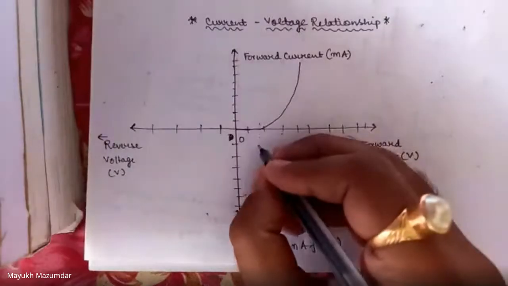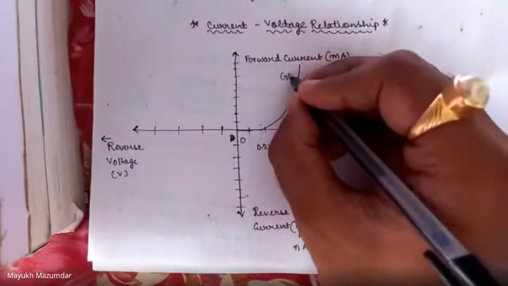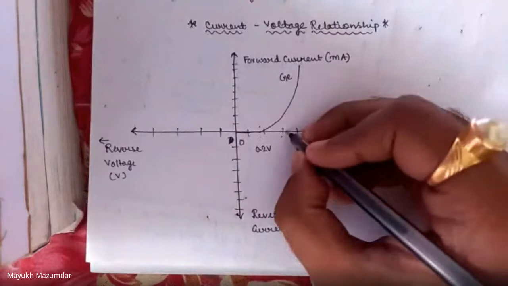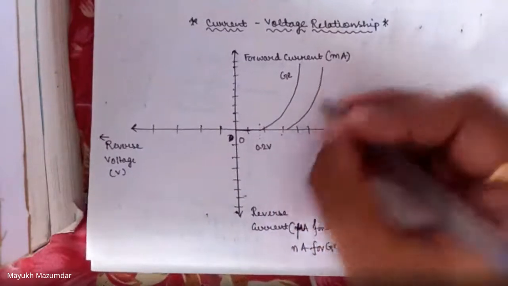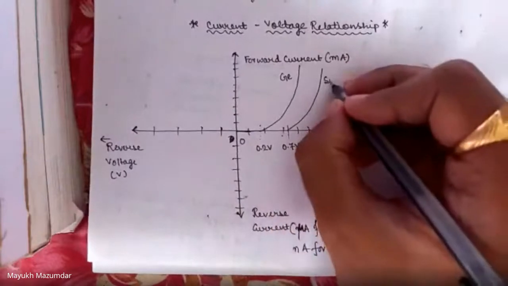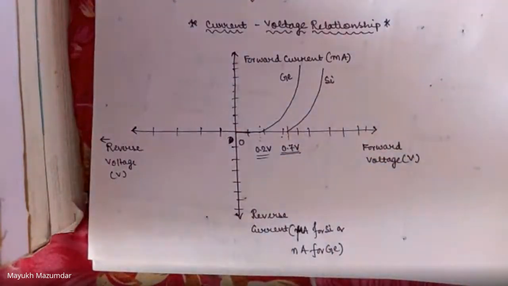And this voltage is nearly 0.2 volt if you are using germanium, and nearly 0.7 volt if you are using silicon. Any idea why these values are here? Are you familiar with these values from before? 0.7 volt, 0.2 volt? I think I discussed it someday. Yes, sir.